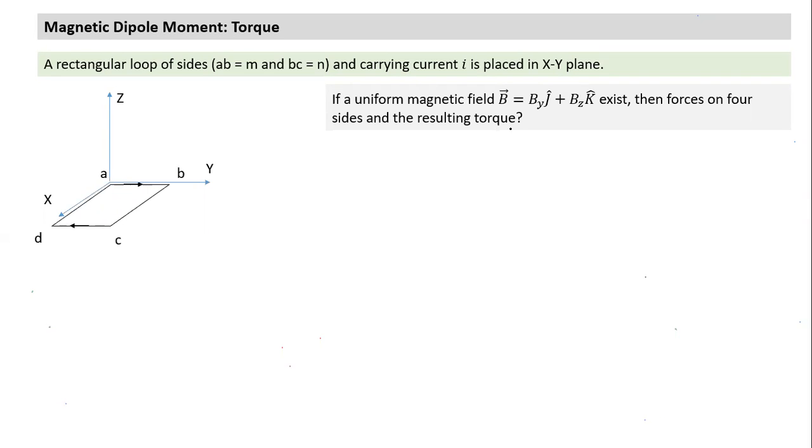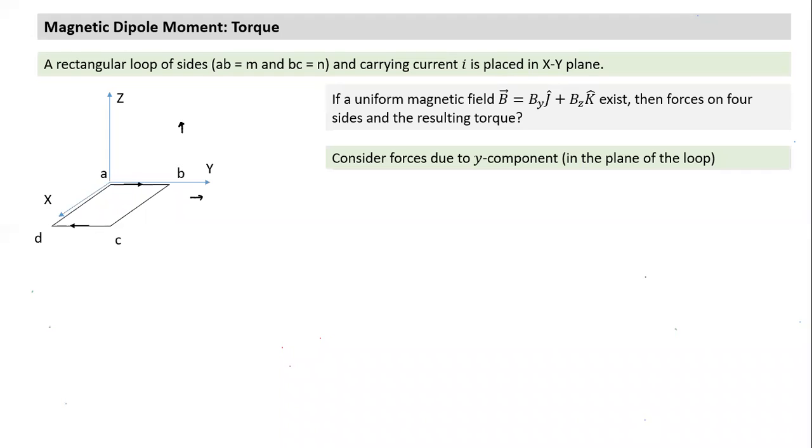If you look at this magnetic field, it has a component along this direction. It also has a component along the Z direction. So the field has a component in the plane of the loop, and also a component perpendicular to the plane of the loop. To understand this better, this time we'll calculate the force due to one component at a time. Perhaps that gives a slightly different perspective and understanding. So consider forces due to only the y component.